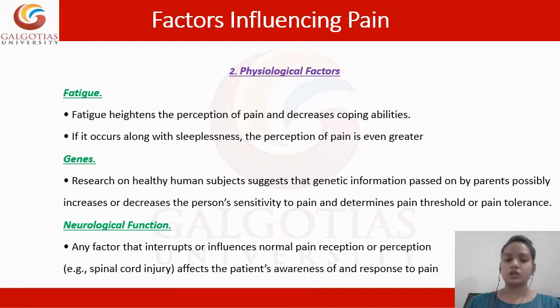Second is genes. Research on healthy human subjects suggests that genetic information passed on by parents possibly increases or decreases the person's sensitivity to pain and determines pain threshold or pain tolerance. Third is neurological functions. Any factor that interrupts or influences normal pain reception or perception, for example spinal cord injury, affects the patient's awareness of and response to pain.